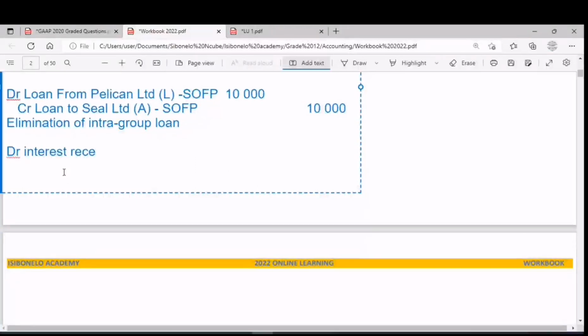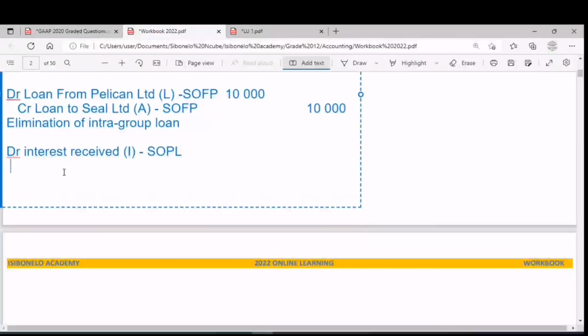Interest received, this is an income account. Our income affects the statement of profit or loss. And then the account we credit is interest expense, that is interest paid by Usil to Pelican. So that is interest expense, a finance cost. My expenses increase on the debit side, so to eliminate it we credit. My expenses affect the statement of profit or loss. So the interest is 500.